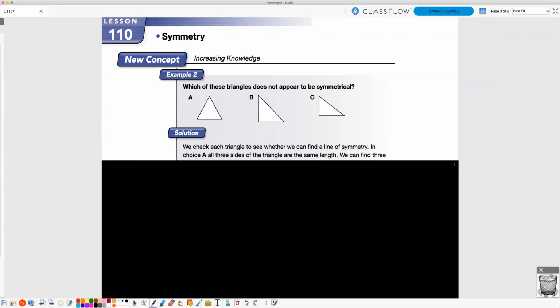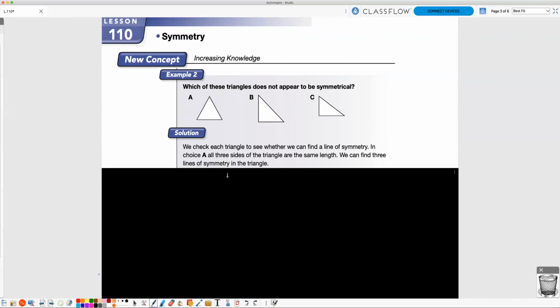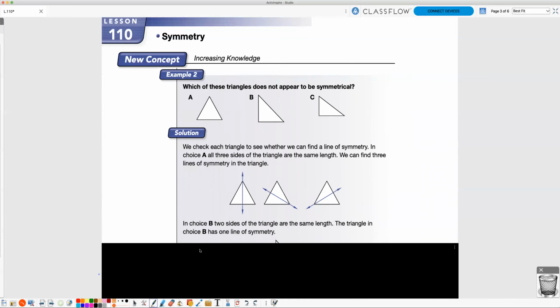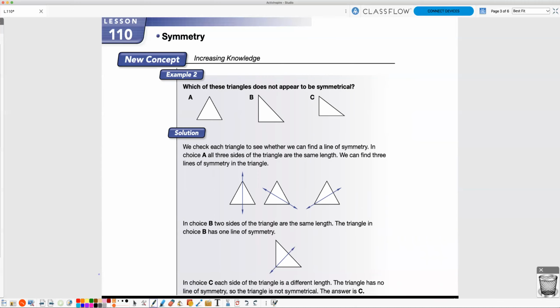If you check each triangle to see whether we can find a line of symmetry, in choice A, all three sides of the triangle are the same length. So we can find three lines of symmetry in triangle A. In choice B, there's only one choice, because there's only two lines that are equal. So it'd be this line right here. You can see this point is the same distance from this point, and it creates a nice 90-degree angle there with that line drawn between the two. Here you would have this line of symmetry. On triangle C, there is no line of symmetry. It is not symmetrical at all.